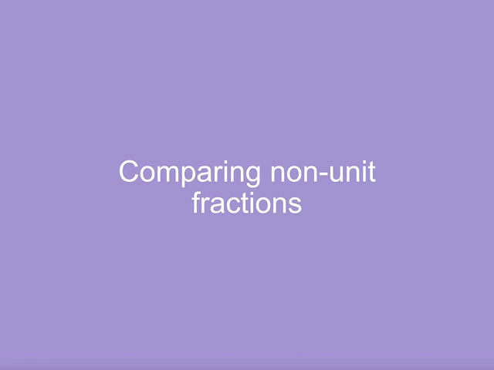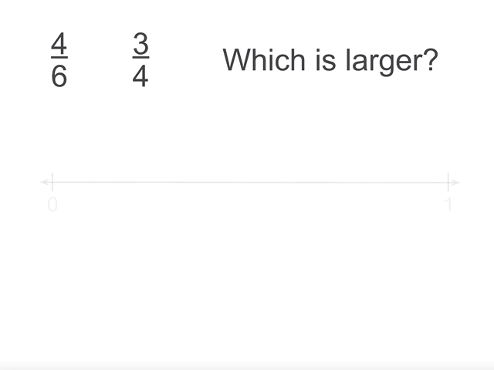Let's look at using number lines to compare non-unit fractions. Non-unit fractions are fractions with a numerator other than 1. Here we have 4/6 and 3/4. Which fraction is larger? We draw a number line between 0 and 1.